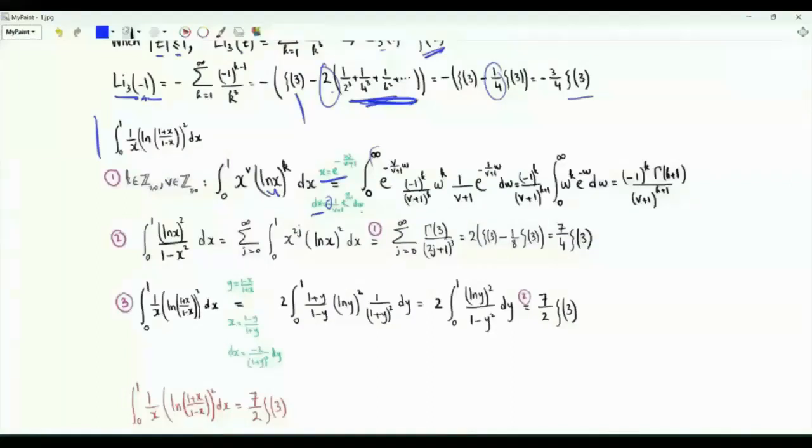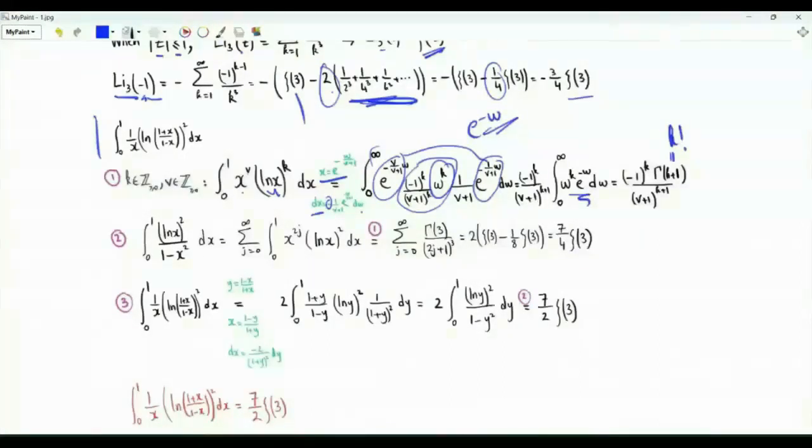The logarithm of x is minus w over v plus 1, which is raised to the power k. X to the power v is e to the minus vw divided by v plus 1. Note that the product of these two exponentials is e to the minus w. We can take minus 1 to the k over v plus 1 to the k plus 1 outside the integral. The integrand is w to the power k times this exponential, and this is gamma of k plus 1, which is the factorial of k.